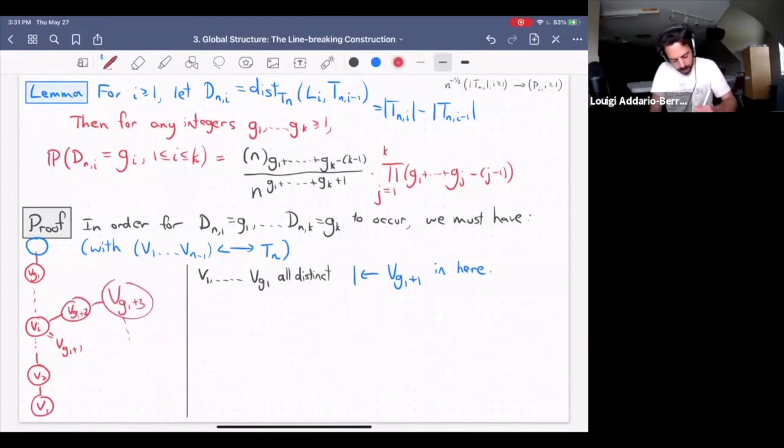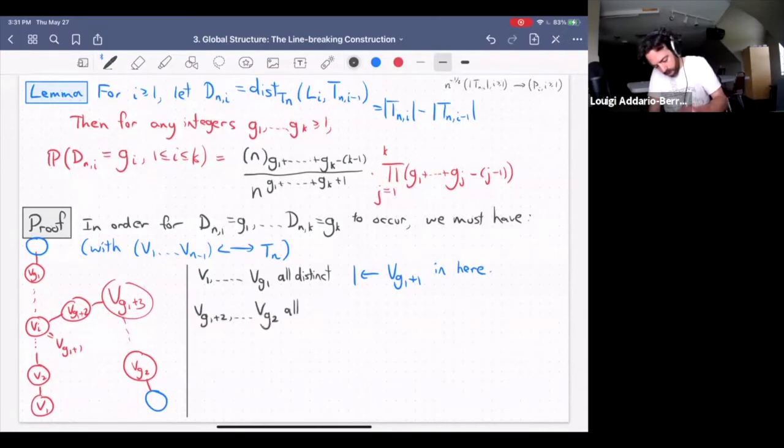This tree is starting to get a bit messy. But anyway, and so on up to vg2, and then there should be a repetition which yields a leaf. So that's saying we need vg1 plus 2 all the way up to vg2 to all be distinct, right? And not only do these next values need to be distinct from one another, but also from the previous values we saw along here. Otherwise, we would start a new branch.